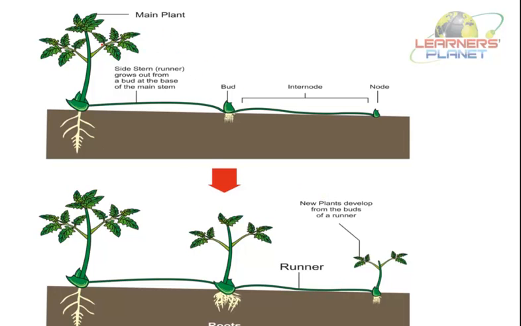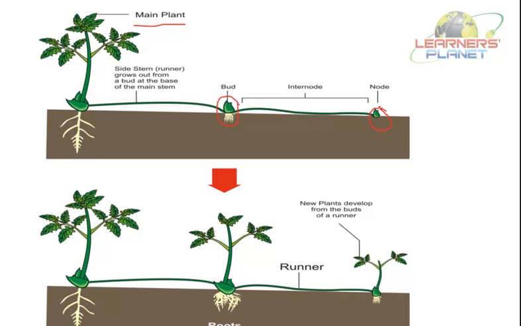A well better explained diagram is there for you, that this is the main plant, this is the side stem, that is the runner, which grows out from a bud at the base of the main stem. Now this is been taken, right? Here the bud is placed. This is the bud, this is the internode and node.